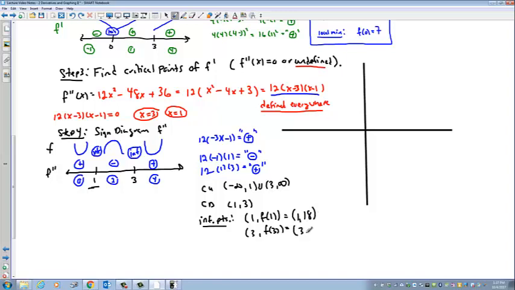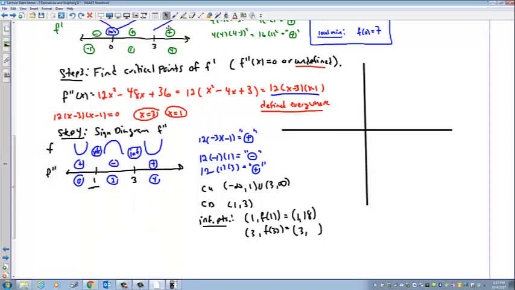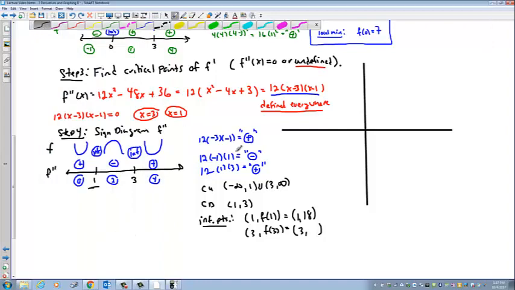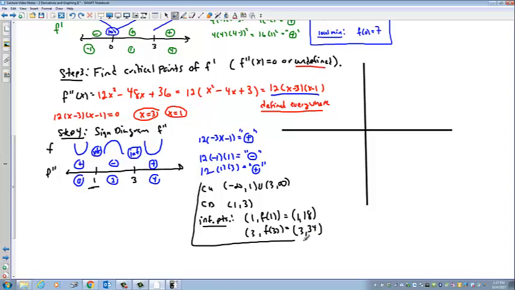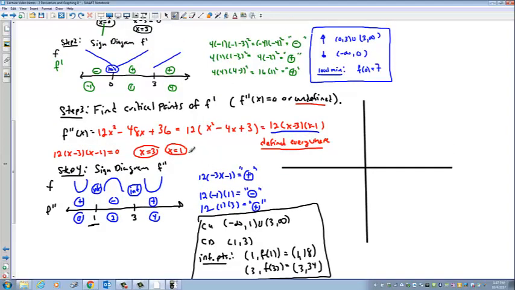And this one's going to be 3 comma, and I just go down here to my calculator, hit 3 now, and enter, and I get out 34. So here I put 34. And so there is my information where I'm concave up, concave down, and where I have inflection points. So now I want to graph this information.